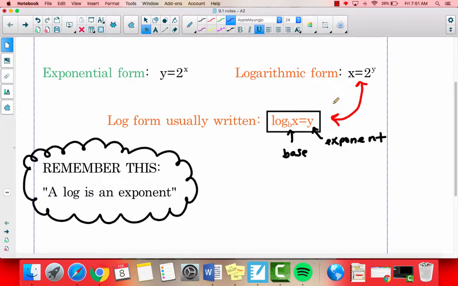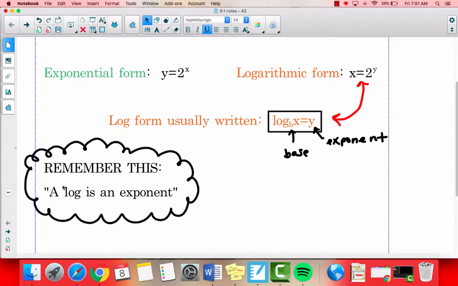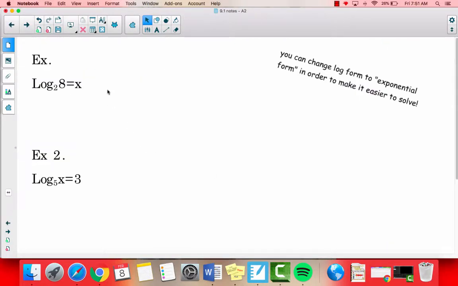So the easiest way to remember what each letter represents is to remember this little saying, a log is an exponent. So that just means that the log equation is always equal to whatever your exponent is. That's also going to help you if you have to switch back and forth from logarithmic form to exponential form, because you know that this number at the end after the equal sign will always be your exponent. All right, so let's use this and solve some log functions.